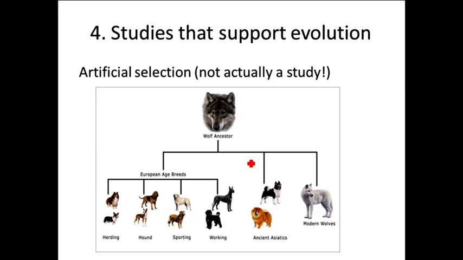All right, and then our final line of evidence for evolution is studies that support evolution. There are tons of them, so I have just picked a very small number to go through. First of all, we'll talk about artificial selection. Artificial selection is not actually a study. It's just something humans have been doing for a really, really long time.